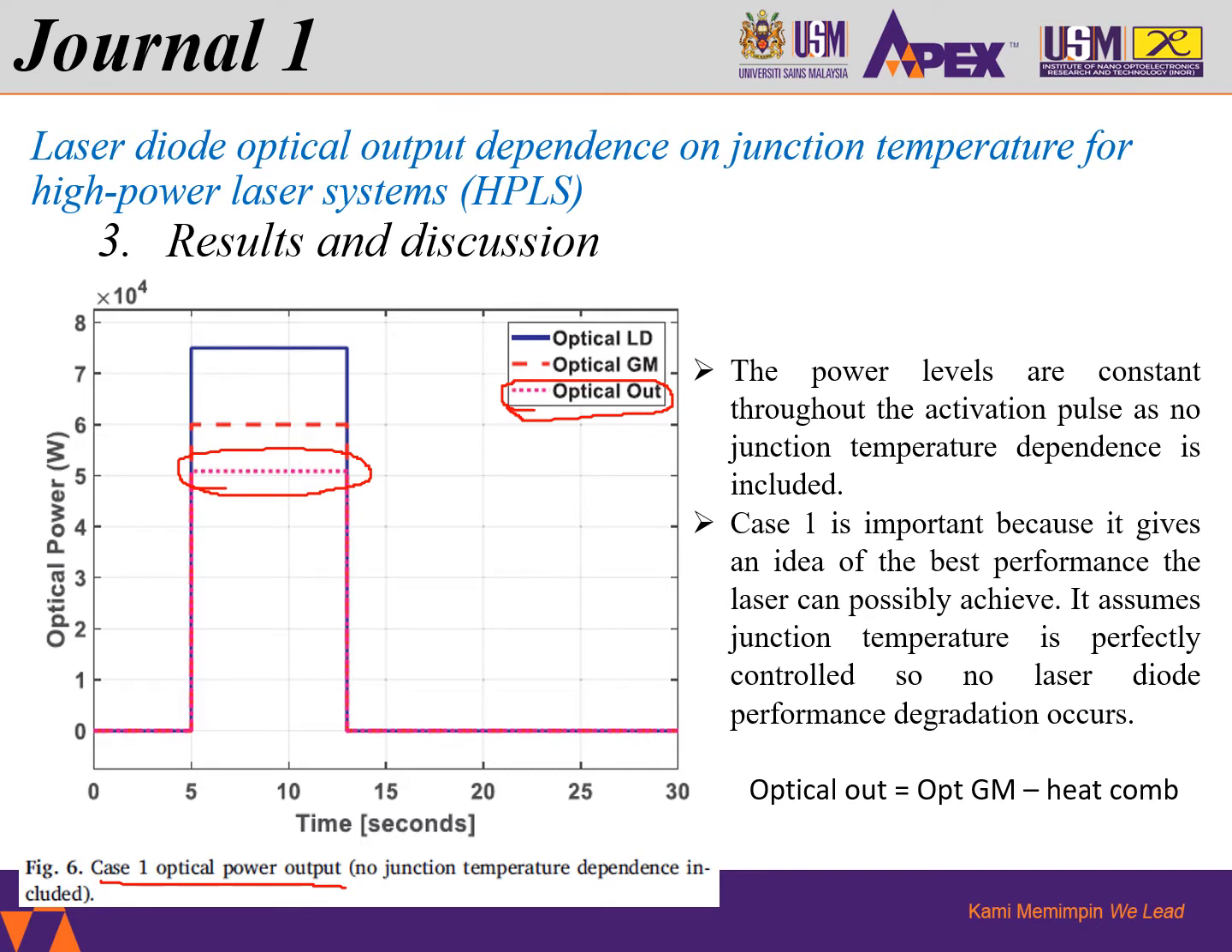Case 1 is very important because it gives an idea of the best, reference performance our HPLS system can achieve, without any disturbance from junction temperature. So there's no performance degradation. You will see a straight line here over a period of time. Just for your information, the optical output is actually calculated from the optical gain media minus the heat combination. The heat result I will explain in the next slide.